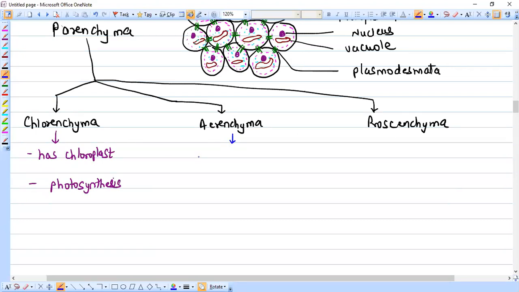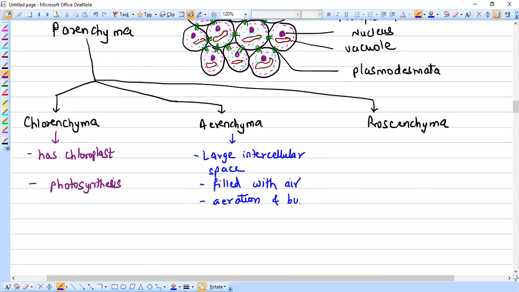Aerenchyma, as the name suggests, the word is air. So we can say there are large intercellular spaces. And these large intercellular spaces are all filled with air. And because of the aeration, what happens? Buoyancy is offered. It means they can float on the surface of water. So because of this aeration and buoyancy, the plants are able to float. So all aquatic plants can float on the surface of water because of this Aerenchyma.